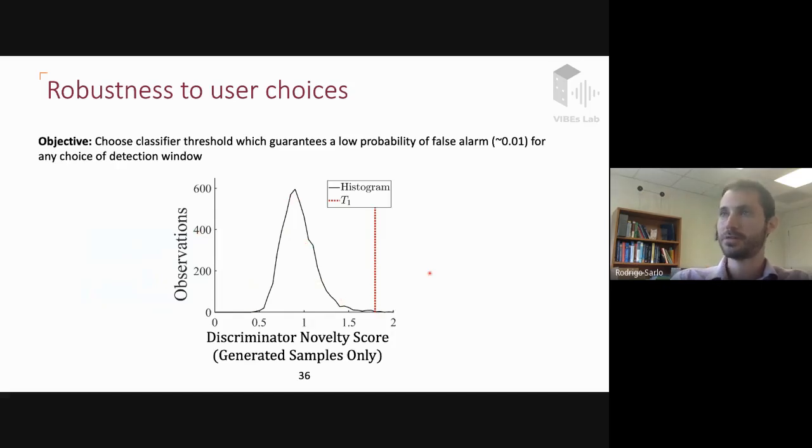The objective is to choose a threshold that guarantees us a low probability of false alarm for any choice of detection window. The detection window, all that information, all the user choices go into how the score is determined. So the score is a reflection of all the choices that the user has made. When we tune the threshold, it's taking all that into account. Essentially, we limit the area past the threshold to a very small number, and that means that our false alarm region is very small.